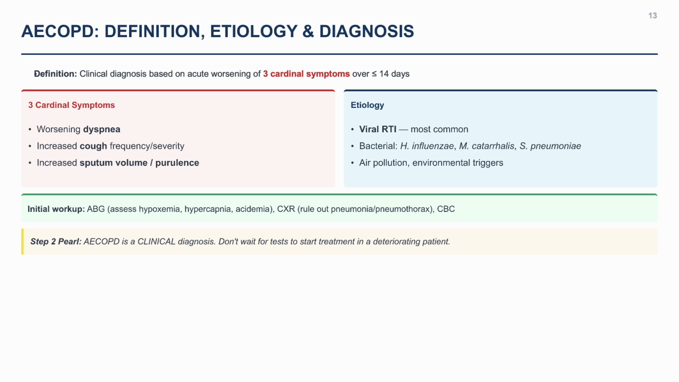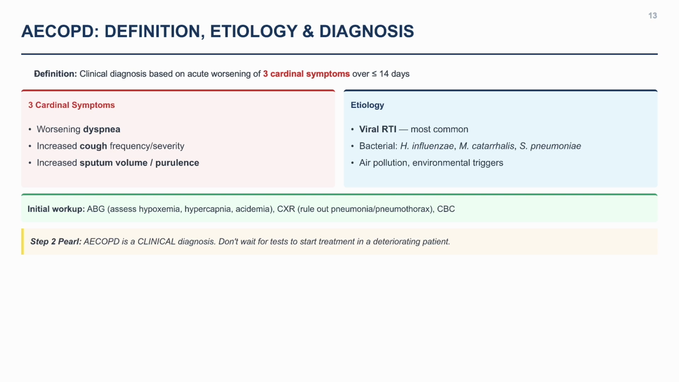Acute exacerbation of COPD, or AECOPD, is a clinical diagnosis based on acute worsening of 3 cardinal symptoms over 14 days or less. The 3 cardinal symptoms are worsening dyspnea, increased cough frequency or severity, and increased sputum volume or purulence. The most common etiology is viral respiratory infection. Common bacterial causes include Haemophilus influenzae, Moraxella catarrhalis, and Streptococcus pneumoniae. Air pollution and environmental triggers can also precipitate exacerbations.